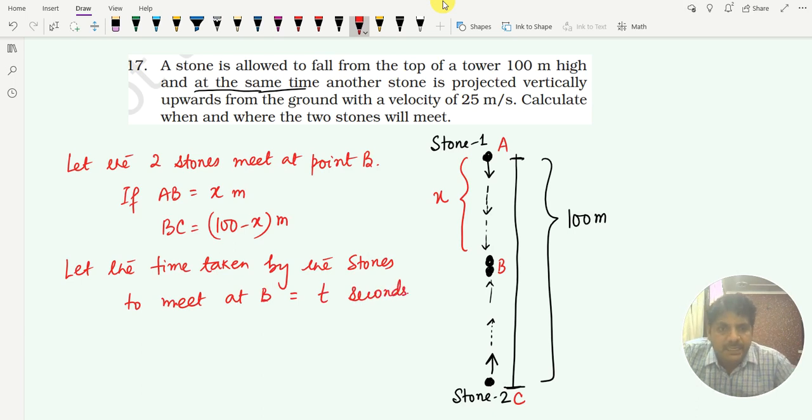So A से B आने में जो टाइम लगा, what is the time taken? T seconds. C से B जाने में भी उतना ही टाइम लगा. A से B जा रहा है, टाइम T. C से B जा रहा है, उतना ही टाइम, क्योंकि हमने दोनों स्टोन्स को साइमल्टेनियसली ड्रॉप किया था. We have dropped the two stones exactly at the same time.